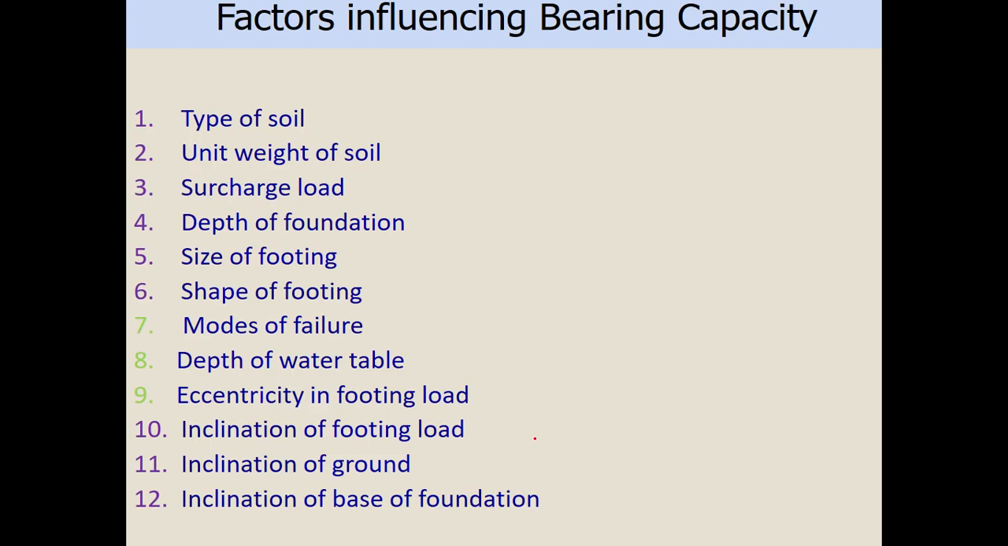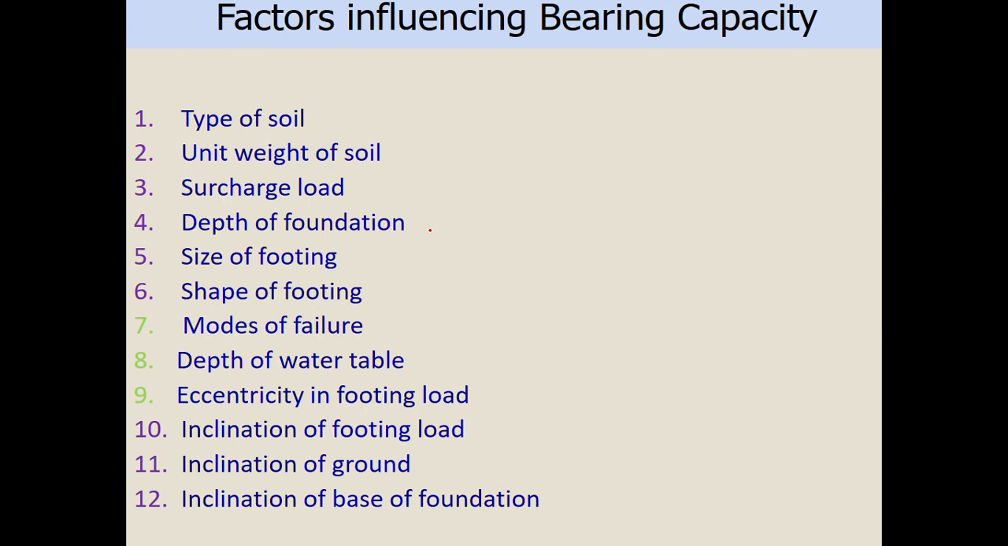In the design of the footing of a shallow foundation, these are the factors that influence the bearing capacity of the soil. The first one is the type of soil. Of course, sandy soil has better bearing capacity compared to clay soil. Unit weight of soil: soil with higher unit weight will have higher bearing capacity. The surcharge load, the load from the structure: the higher the load, the lower the bearing capacity or the factor of safety. The depth of the foundation: the higher the depth, the higher the bearing capacity, because the unit weight of the soil will increase with depth.